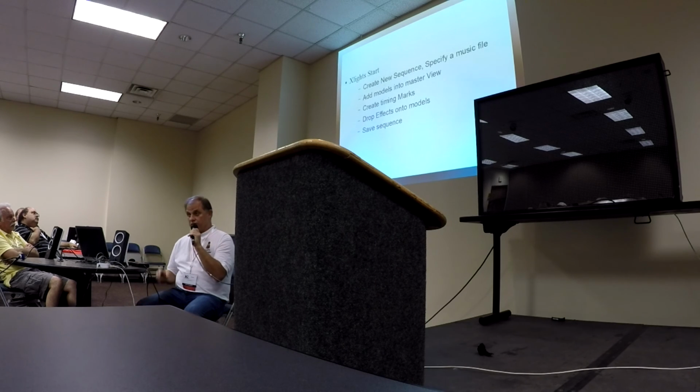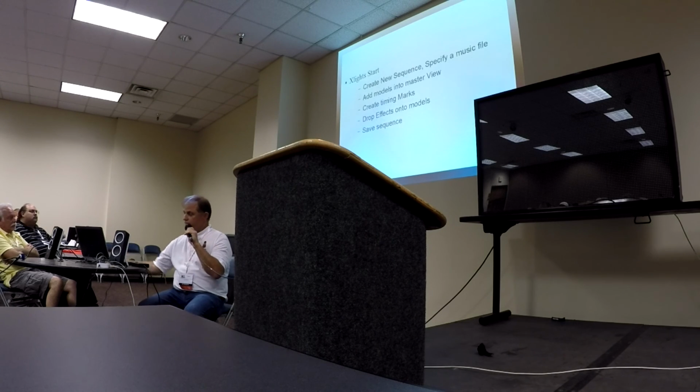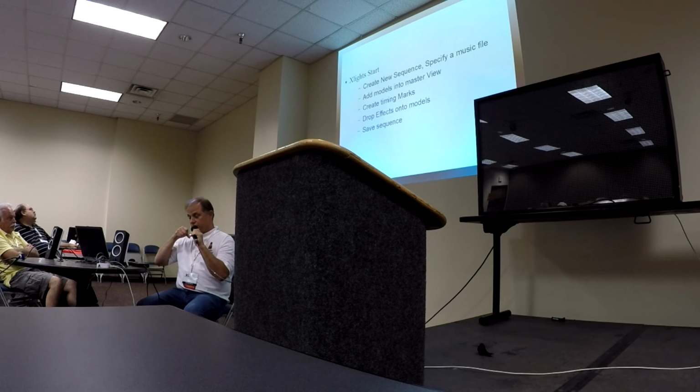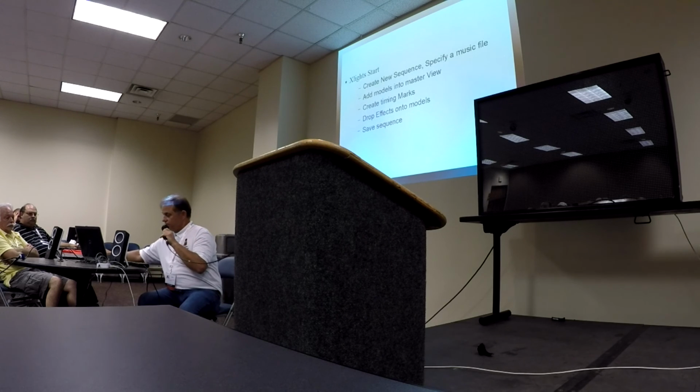So to get started, assuming you already have this pre-work done, you have your models and you have your picture of your house, the first thing that we're going to do is, after installing the software, we're going to create the models. After we create the models, we're going to create a new sequence that we're going to add models to the view. Then we're going to drop effects on the models, and then we're going to save the sequence. All right, so let's go into xLights.